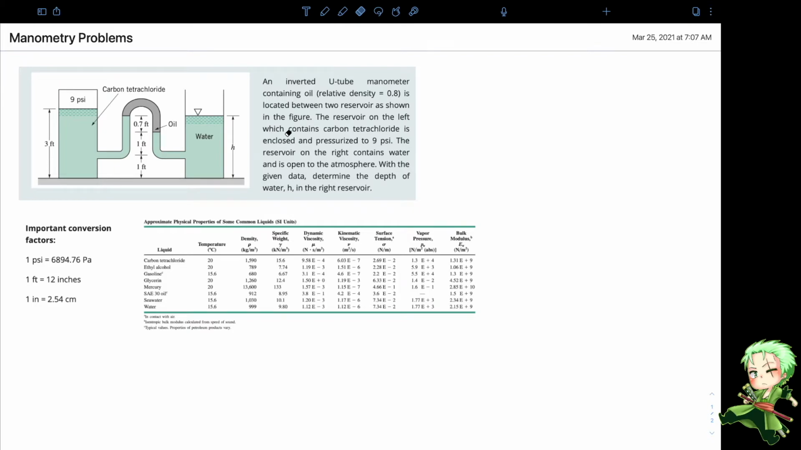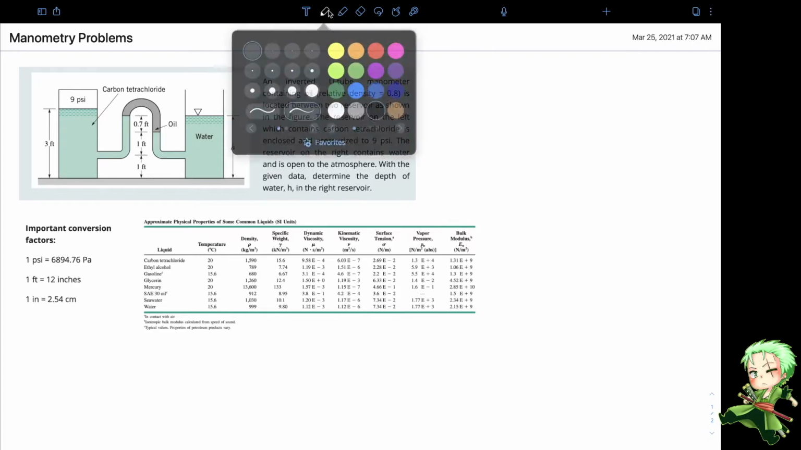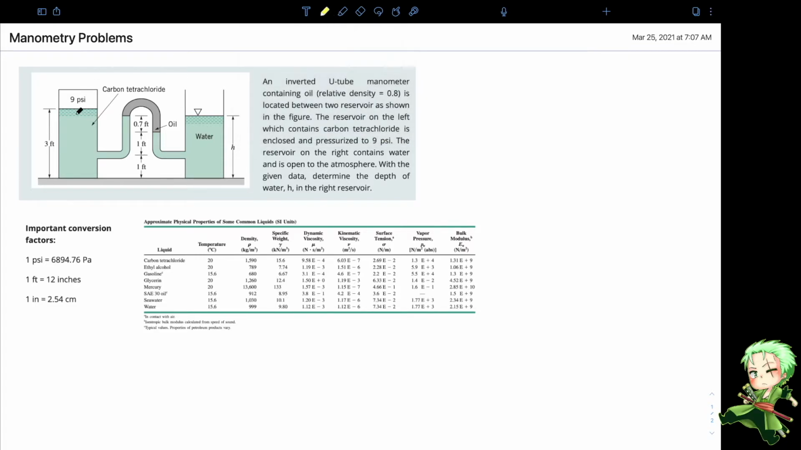This is our problem. We have an inverted U-tube manometer, and it contains three fluids. On the left-hand side, you have carbon tetrachloride, and then this grayish portion is your oil. And then on the right-hand side, or the right reservoir, is actually your water. It's specified in the problem that the oil has a relative density of 0.8.